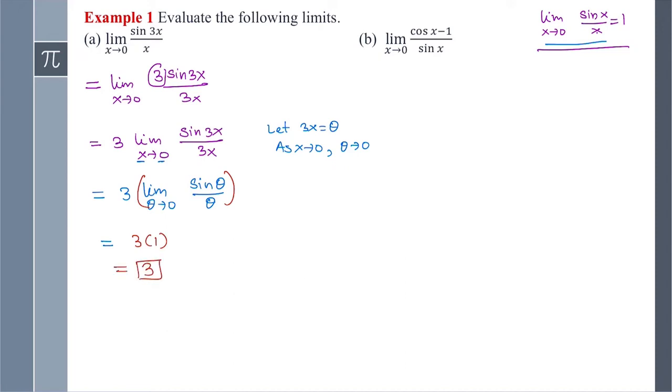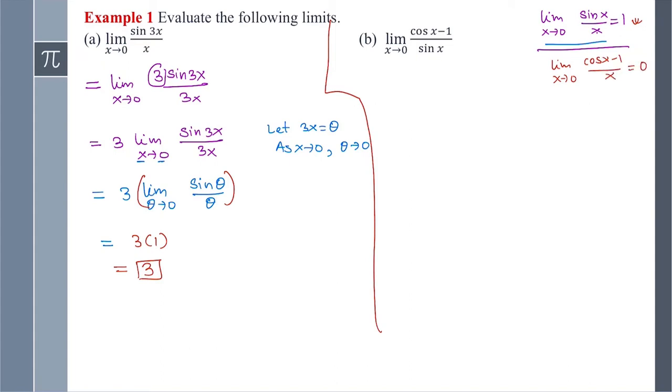Now let's look at the second one. For this one, we will use both of these. We'll use this one and the other one, which is limit as x approaches 0 of cosine x minus 1 over x equals 0.